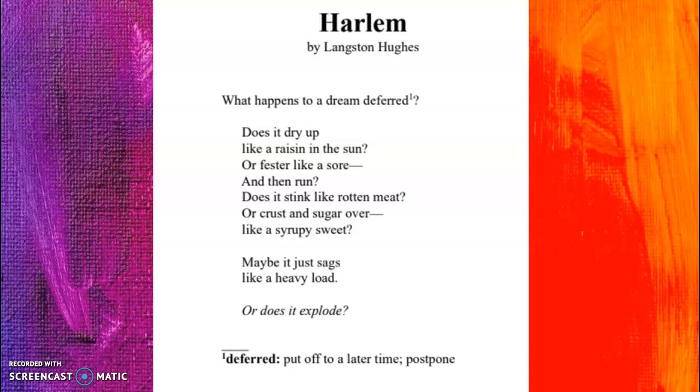Let's pause there. That transferable takeaway today, all about metaphors helping us understand a deeper meaning, that's going to help us understand what the author wants us to know about deferred dreams. Let's take a look at question number 2.